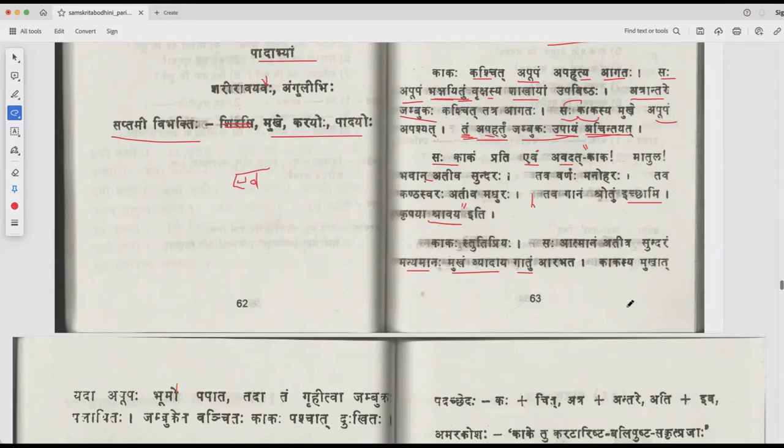Atmanam is dvitiya vibhakti. Sundaram is also dvitiya vibhakti, correct? Yes. Then why is it ativa? Ativa is an avyayam, so it won't change. Okay. And manyamanaha is prathama, as an adjective for saha, kakaha. So thinking, so doing. Am I interpreting it right?